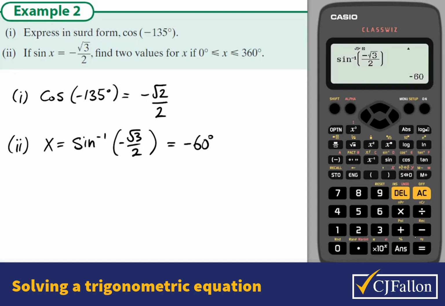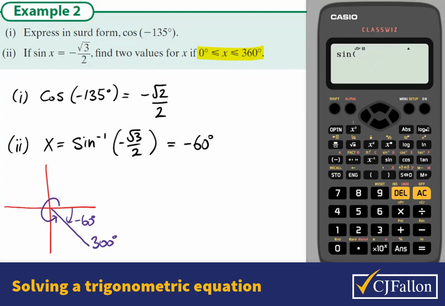Now, negative 60 is not between 0 and 360 degrees. But let's draw a little picture of it to see where negative 60 is. So negative 60 would be 60 degrees down from the positive side of the x-axis in the clockwise direction. And if we go in the anti-clockwise direction, we would see that that's the same as 300 degrees. So one of the answers, we'll call it x1 maybe, is 300 degrees.